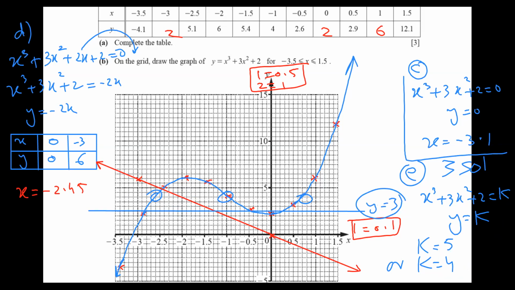So if one student writes 3, one student writes 4, one student writes 5, all answers are correct, because he asked us to give any integer value of k. So that's it. Our question is completely over.